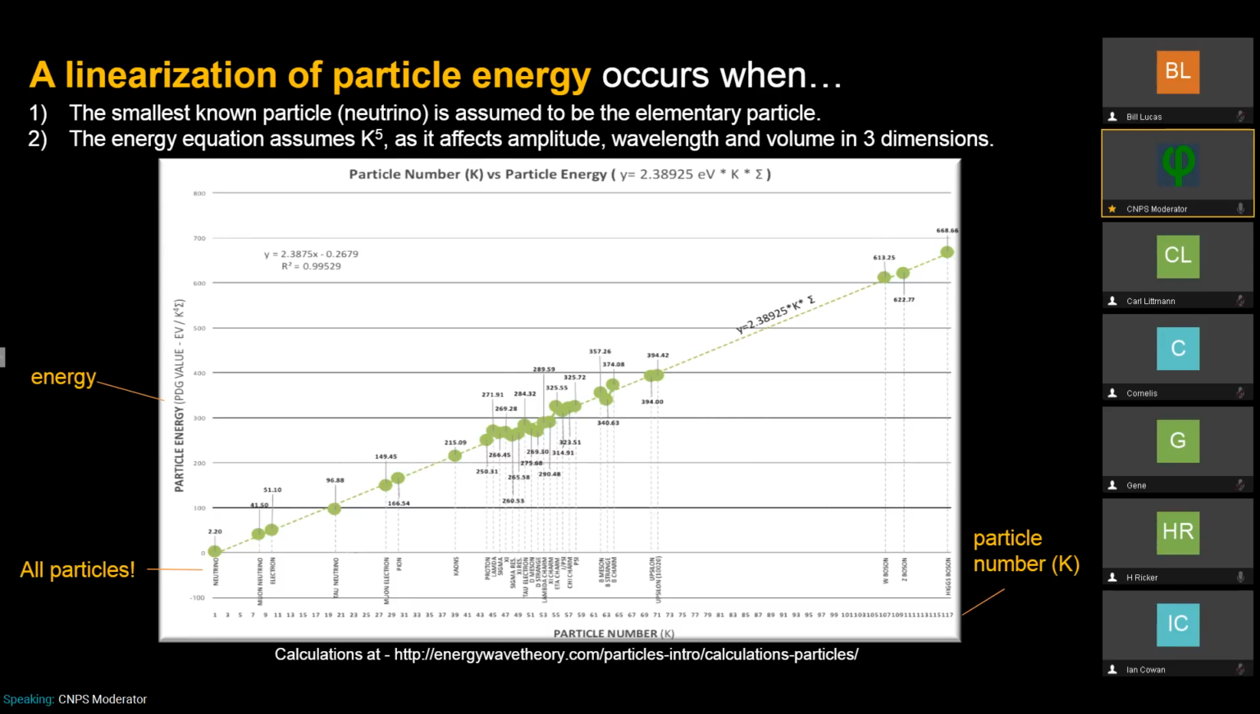What are you taking to the fifth power? Is that mass or energy? No, K, it's a particle number. So it's put two neutrinos together, for example, or here, I'm gonna use Milo Wolf's speak. So Milo Wolf's terminology is wave centers. Put two wave centers together and it's two to the fifth.